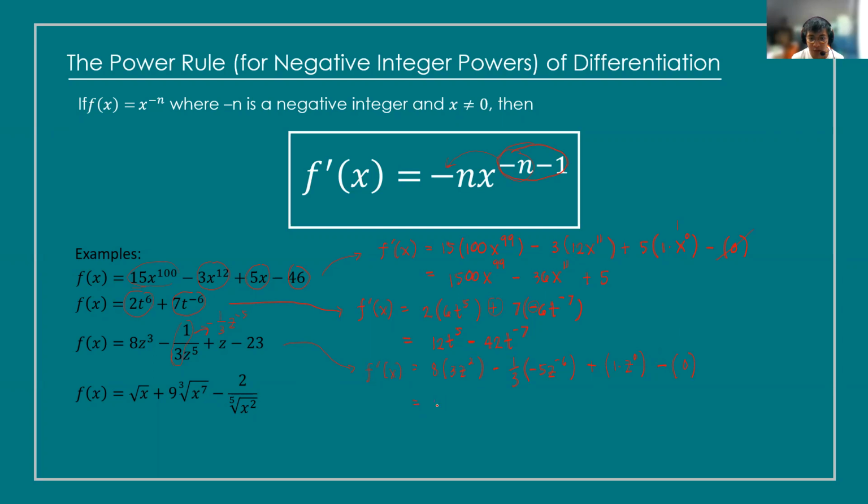So the final answer would be 24z squared. And this one is minus minus, so this one is now plus. So plus 5/3 z to the power of negative 6, and then plus 1.